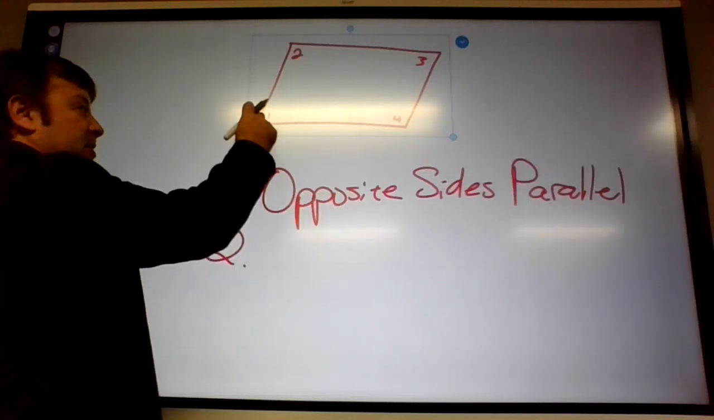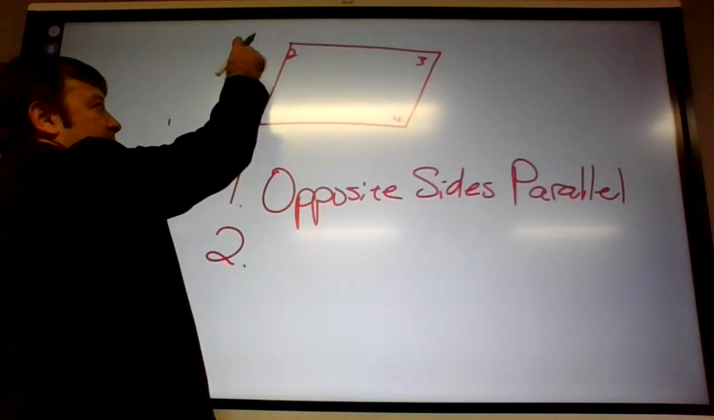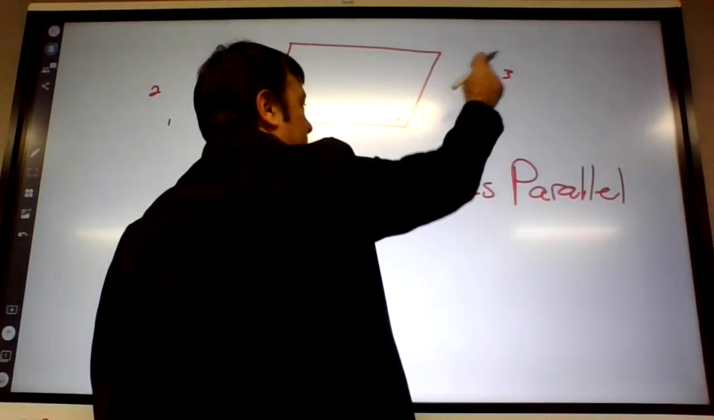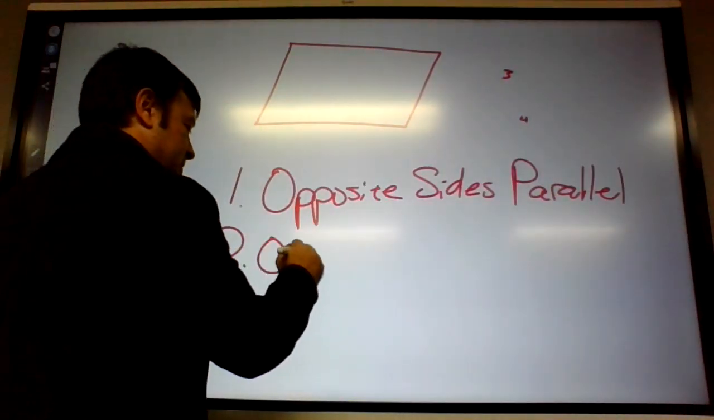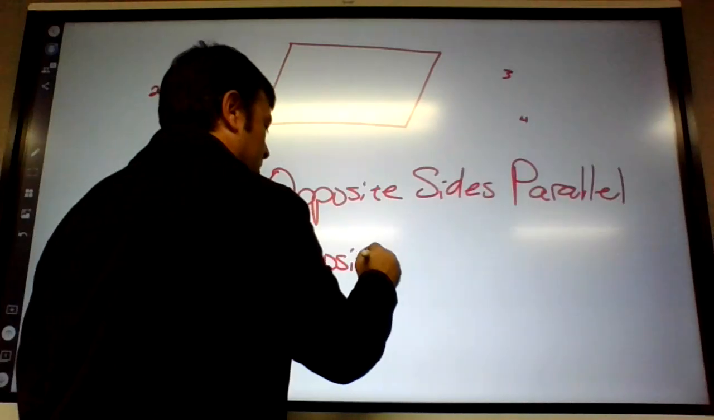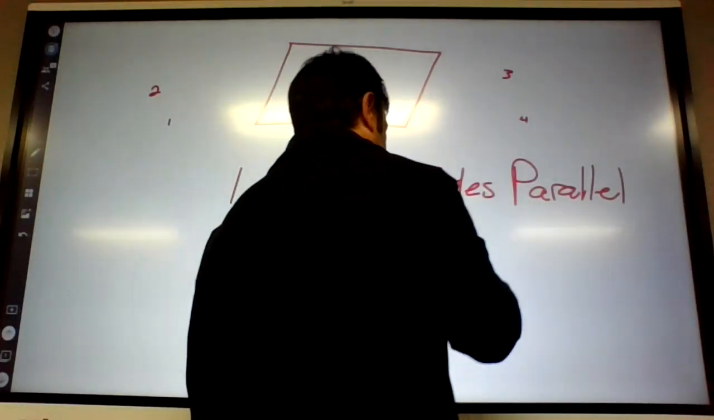You guys want to maybe guess, what are some other things that are true about a parallelogram? Opposite angles are congruent. That is true. Put that for number 2.